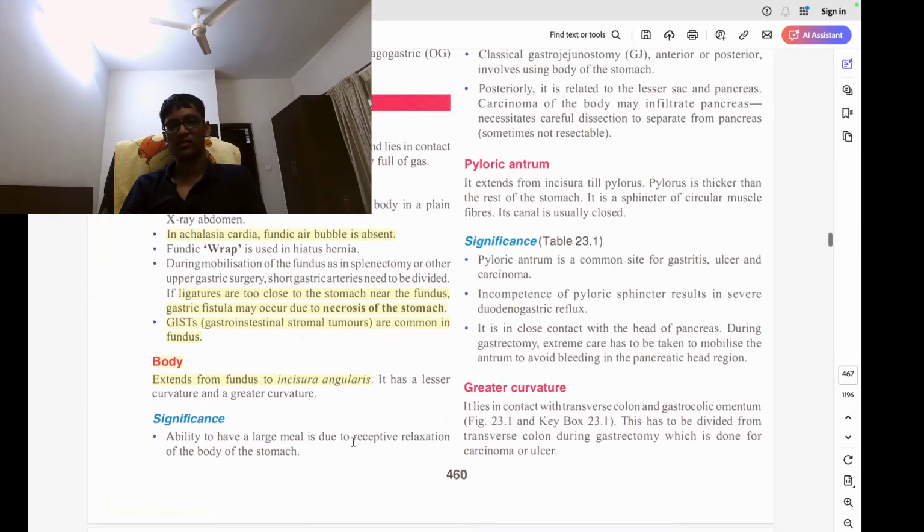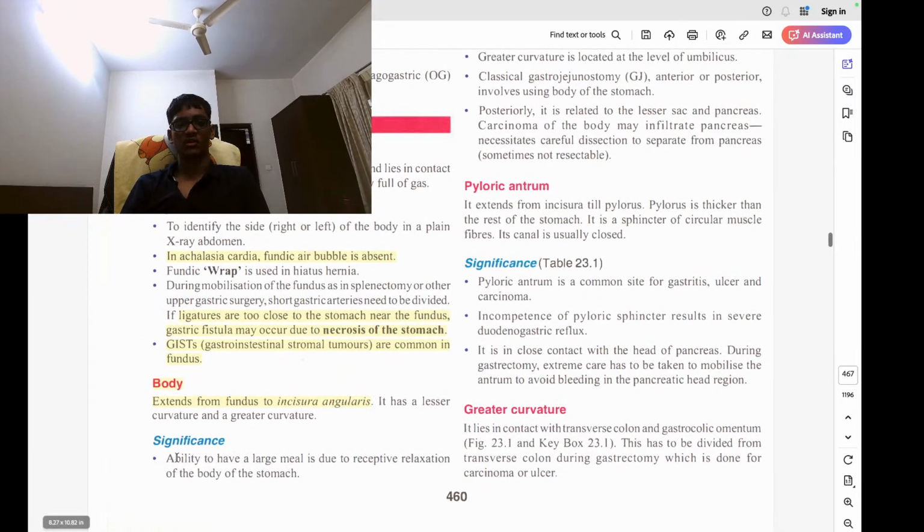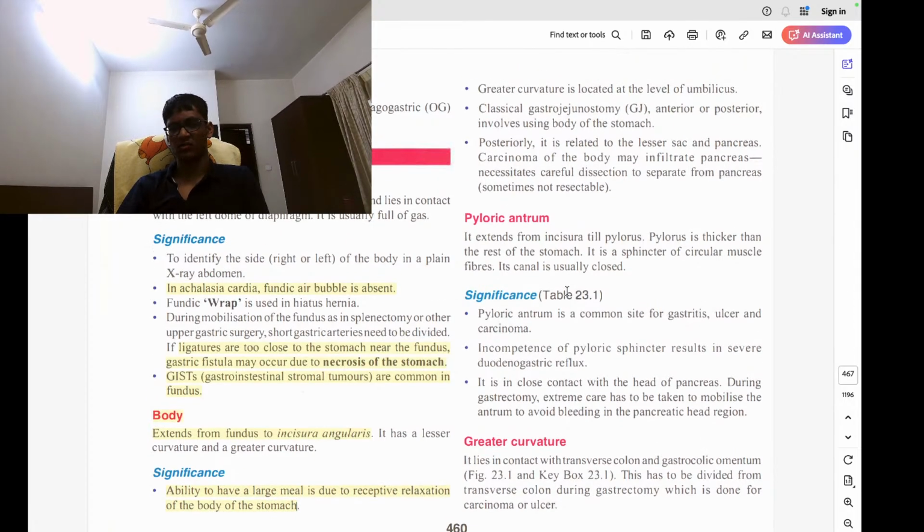Okay, none of this seems significant. Maybe this first point may be significant. Like that, I cannot remember any of them.